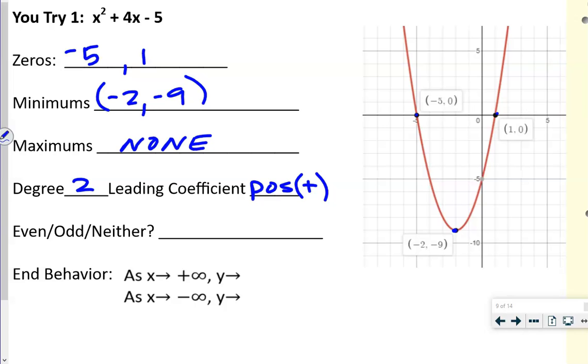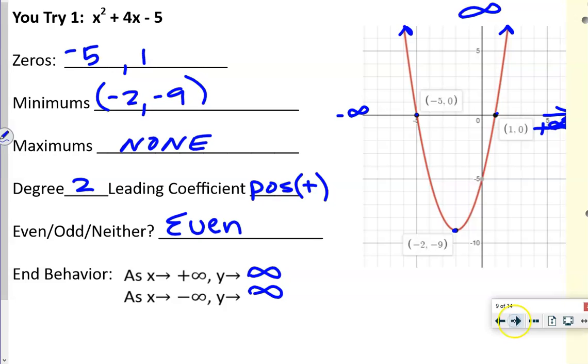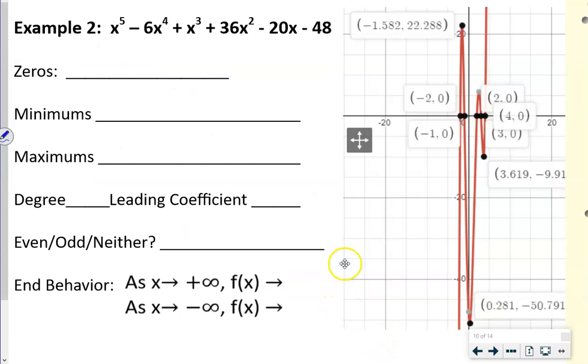Was it odd or even? It was even, right? So when it's even, remember, our end behaviors are going to go in the same direction. So this time as we're headed towards positive infinity here, where's our graph headed? And as we're headed towards negative infinity, where's our graph headed? Isn't it infinity up here, y'all? So yes, both of these are going to go towards infinity. And anytime it's even, our end behaviors are going to go in the same direction. So go ahead and graph this one and then come back to me.